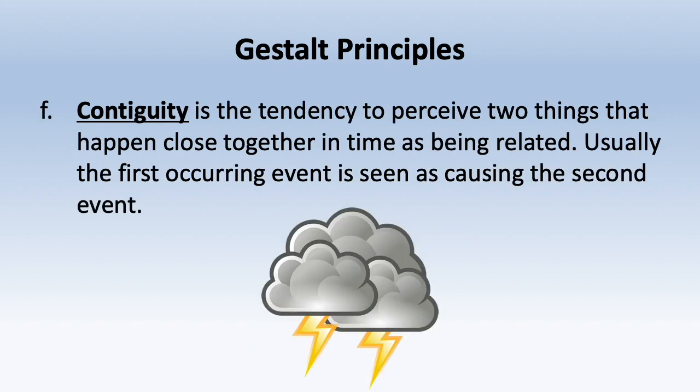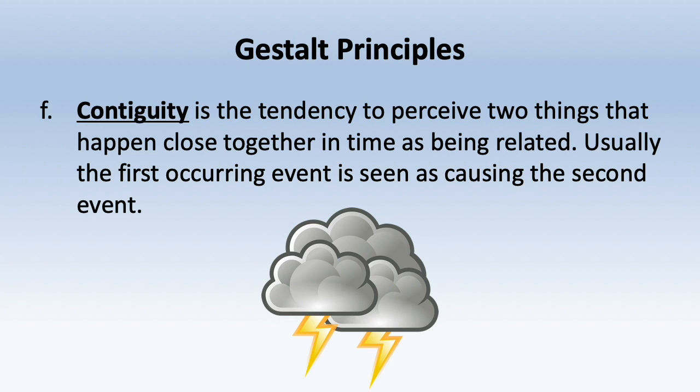Contiguity is a tendency to perceive two things that happen close together in time as being related. Usually, the first occurring event is seen as causing the second event. So, for example, when you see lightning and then you hear thunder, you assume that the thunder and the lightning are related because they happen relatively close together. Now, they may not be at the same time. The thunder might be a few seconds delayed, but because they occur relatively close in time, you assume that they're related. That's the principle of contiguity.